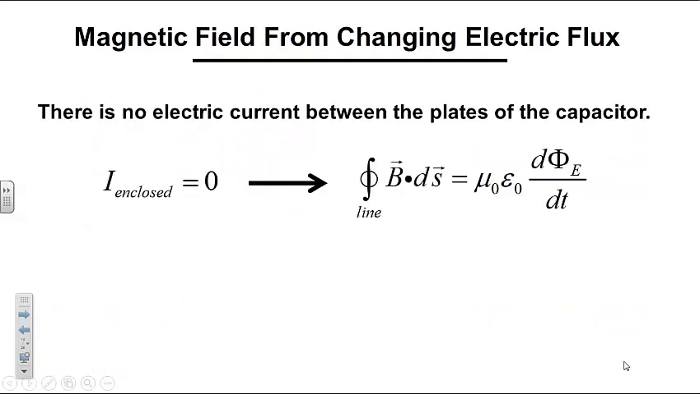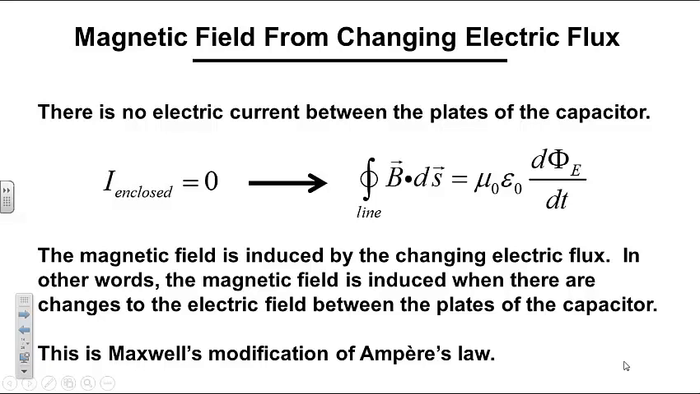Since there is no electric current between the plates of the capacitor, we can rewrite the Ampere-Maxwell law in terms of the changing electric flux only. In other words, the magnetic field is induced when there are changes to the electric field between the plates of the capacitor. This is Maxwell's modification of Ampere's law.